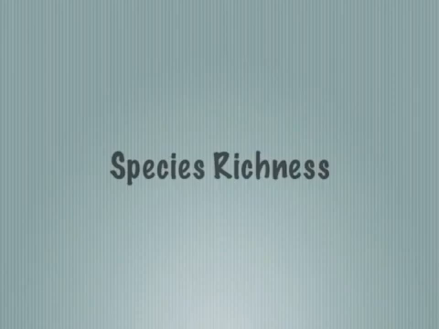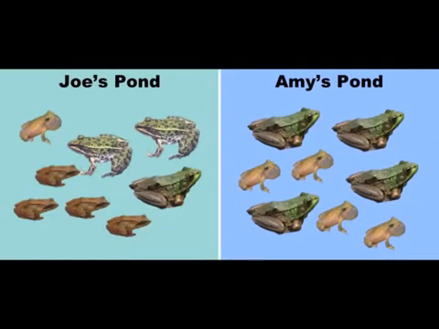Let's break this down a little bit. First, we'll talk about species richness. Joe and Amy each have a pond at their house, and each of them collect 8 frogs from their pond. You can see their collections here. Joe's on the left and Amy's on the right.